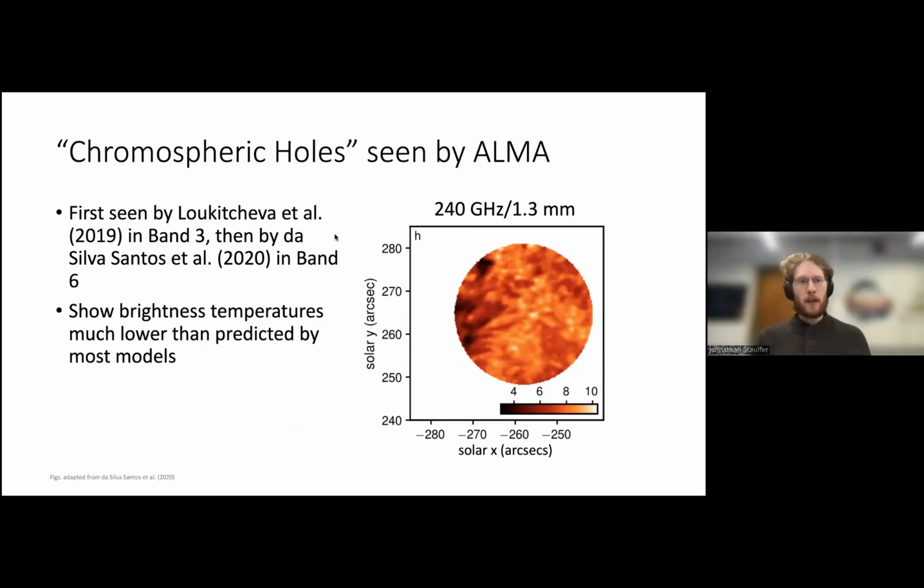So now I can move on to my area of research. I'm interested in areas of particularly cool millimeter emission that are seen by ALMA that have been called chromospheric holes. These regions were first seen in band 3 emission by Masha Lukasheva in 2019, and then later in band 6 by João da Silva Santos. And his data are the ones that I'm plotting here on the right. These regions are interesting in that they show brightness temperatures that are much lower than are predicted by most models of the solar chromospheric millimeter emission.